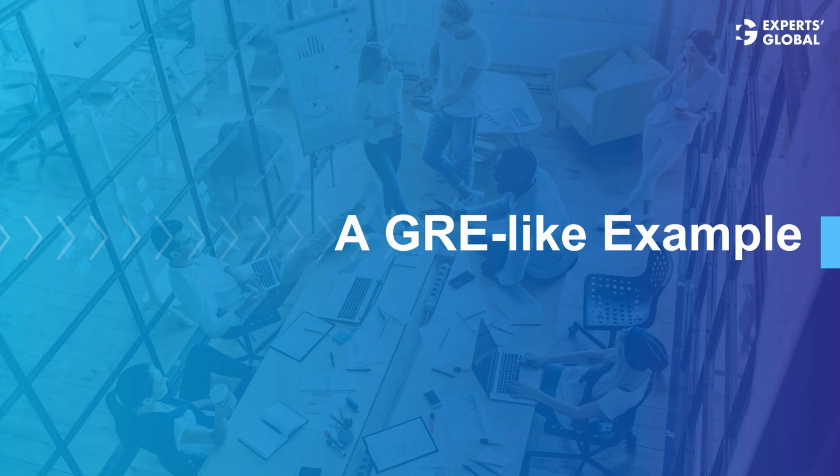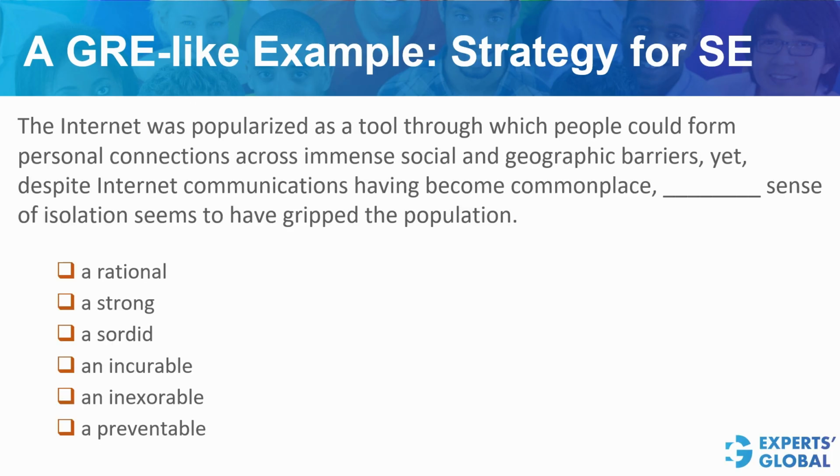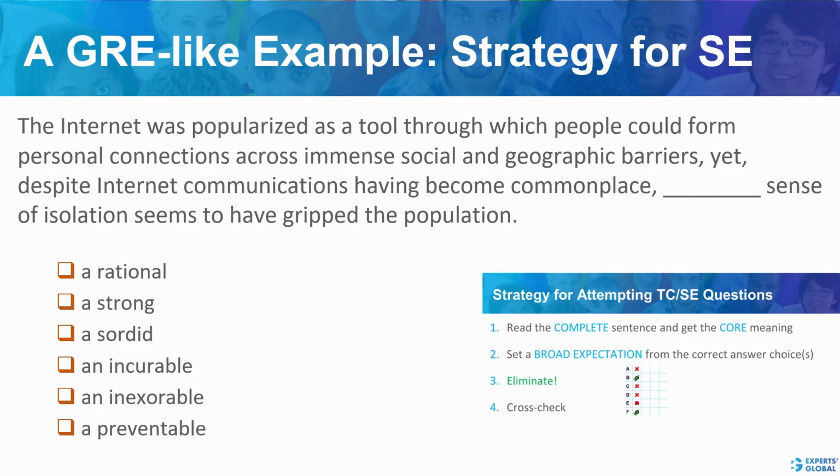Let us now apply this strategy on a GRE-like question. Here is your question. Let us apply the strategy. It's not about getting this question correct. It's about getting the question correct while applying our 4 steps carefully. Step 1 is to read the sentence end to end and get the core meaning.